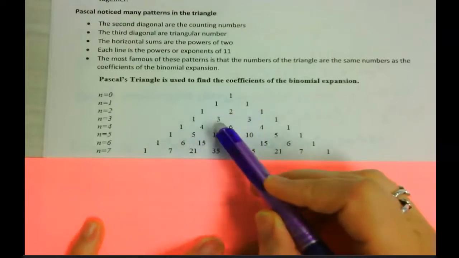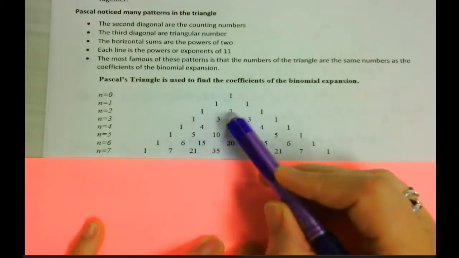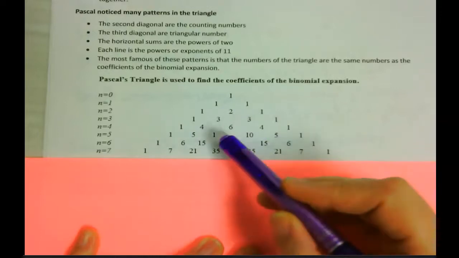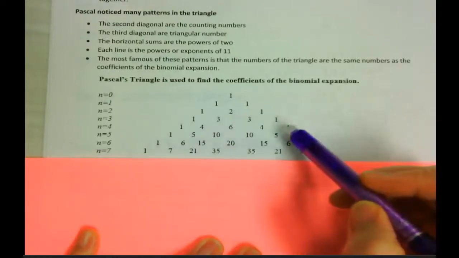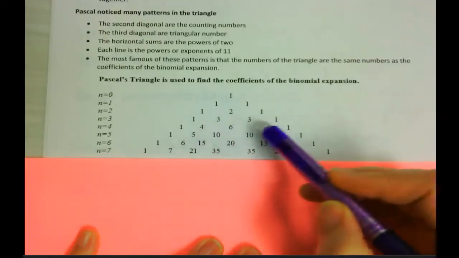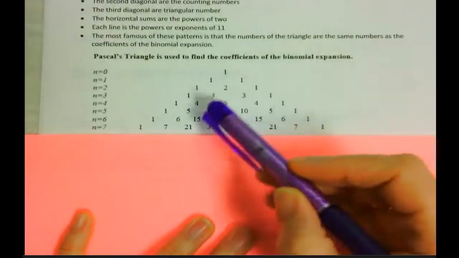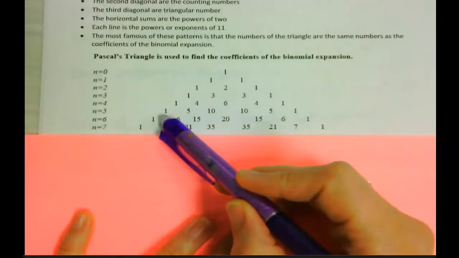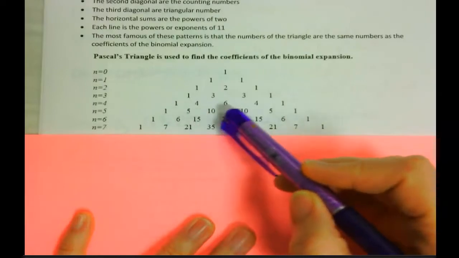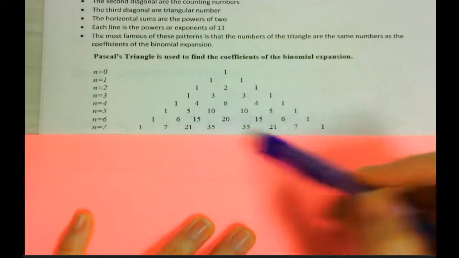If I move to the next row, I put a 1 on each side, and then to get this number right here, I would say 1 plus 2 is 3, 2 plus 1 is 3. So there's a little bit of symmetry there as well. To get the next row, I put a 1 on each side, and then 1 plus 3 is 4, 3 plus 3 is 6, 3 plus 1 is 4. I keep this pattern up as I work through the triangle. For the n equals 5 row, I have a 1 on each end, and then 4 plus 1 is 5, 4 plus 6 is 10, 6 plus 4 is 10, 4 plus 1 is 5, and so we have another row.